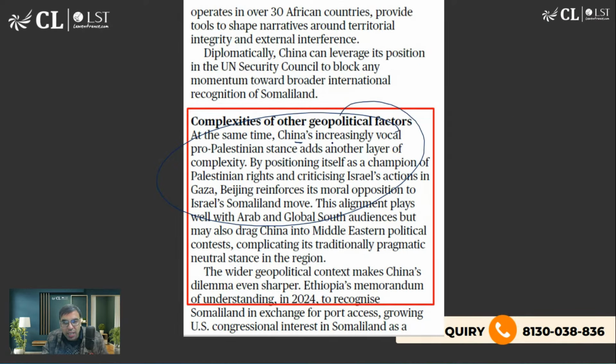Now currently China is increasing vocal pro-Palestine stance. So China has in the past also supported the Palestinian stand, etc. So these are the things being talked about.